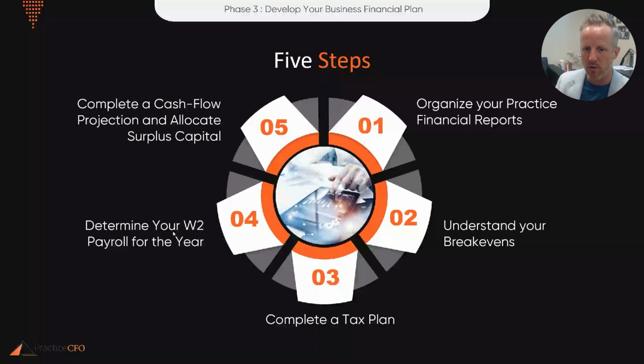So I really want you to enumerate these, see these in your mind. Number one, organize your practice financial reports. Number two, understand your break-evens. Number three, complete a tax plan. Number four, determine your W-2 payroll for the year. And number five, complete a cash flow projection and allocate surplus capital. These are the 5 steps I'm going to go through over the next few podcast episodes. These are intended to be done in sequential order. And then each year, you sort of go through this cycle again. Let's start off with step number one, organize your practice financial reports.